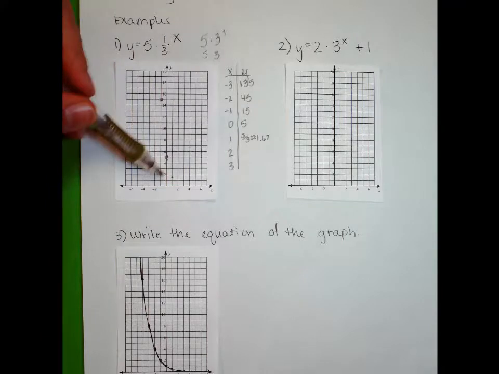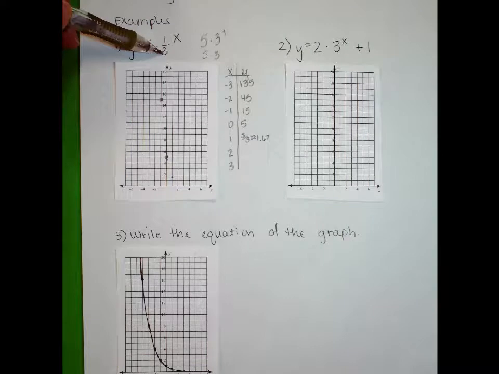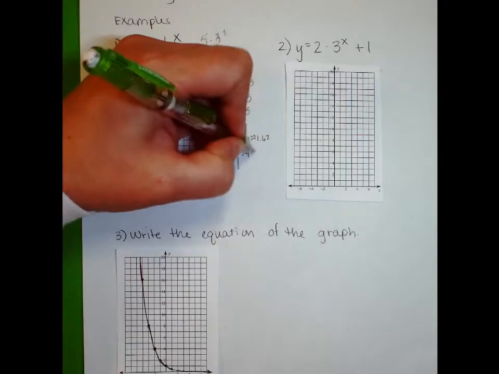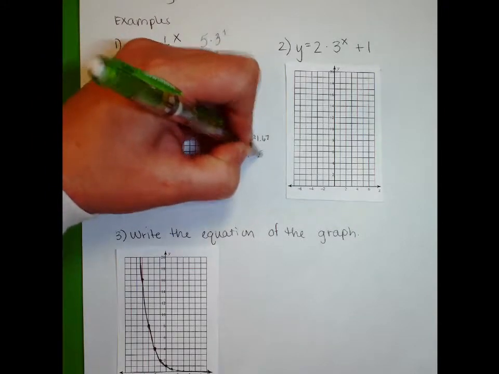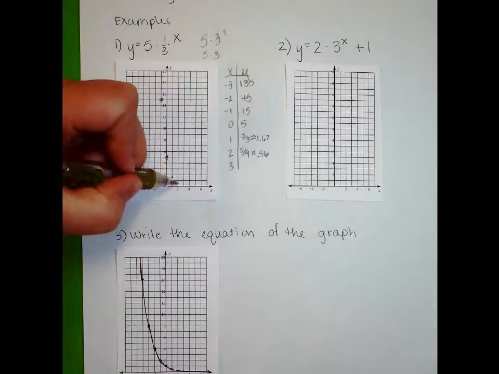When we plug in 2, the 2 means you square both numbers. You square the 1 and you square the 3. So we end up with 1/9 times 5. So that would be 5/9, which is approximately 0.56. So when you plot that, it's just a little more than half.